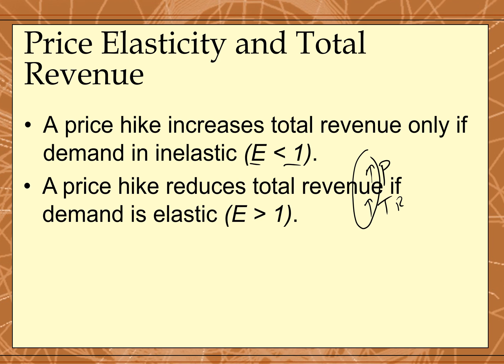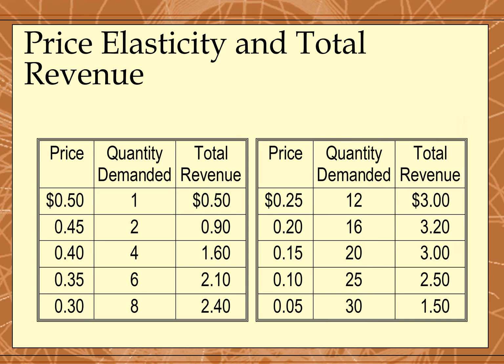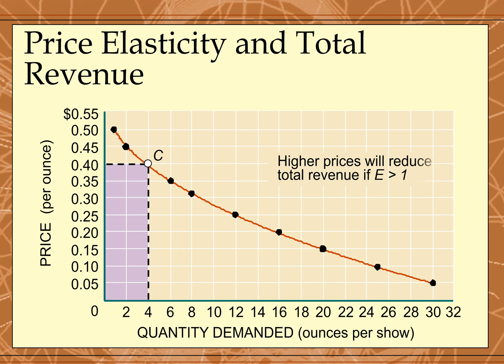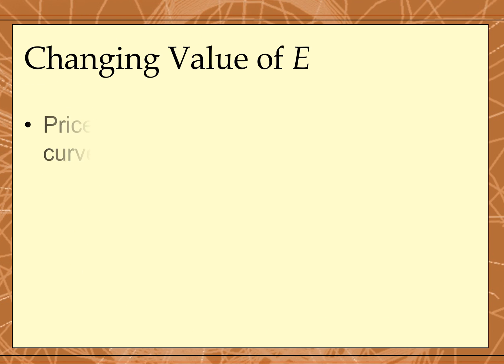Well, if you raise price and the good is price elastic, or E is greater than 1, that's like saying price goes up and total revenue goes down. The rubber band stretches, so it's price elastic. And we can see this graphically with this nice graph right here. Watch, this is the next graph.